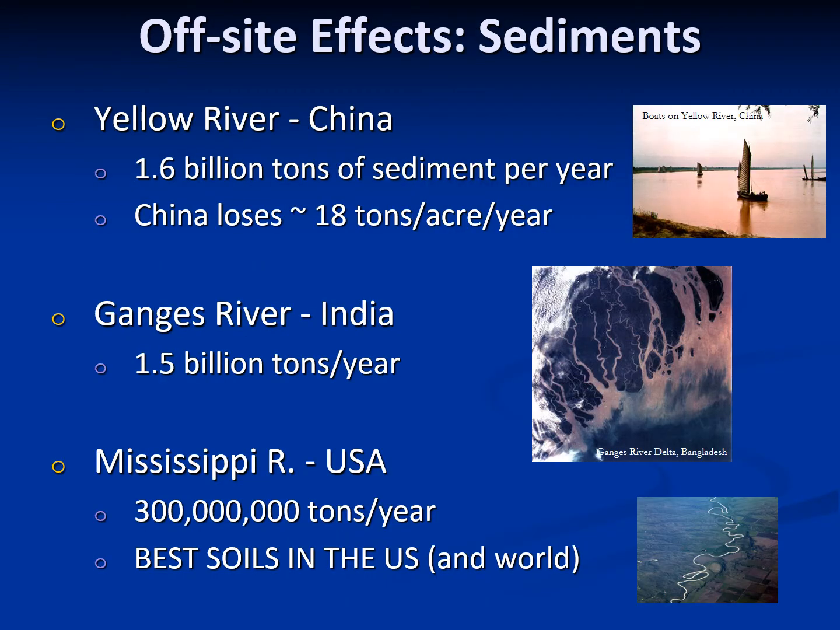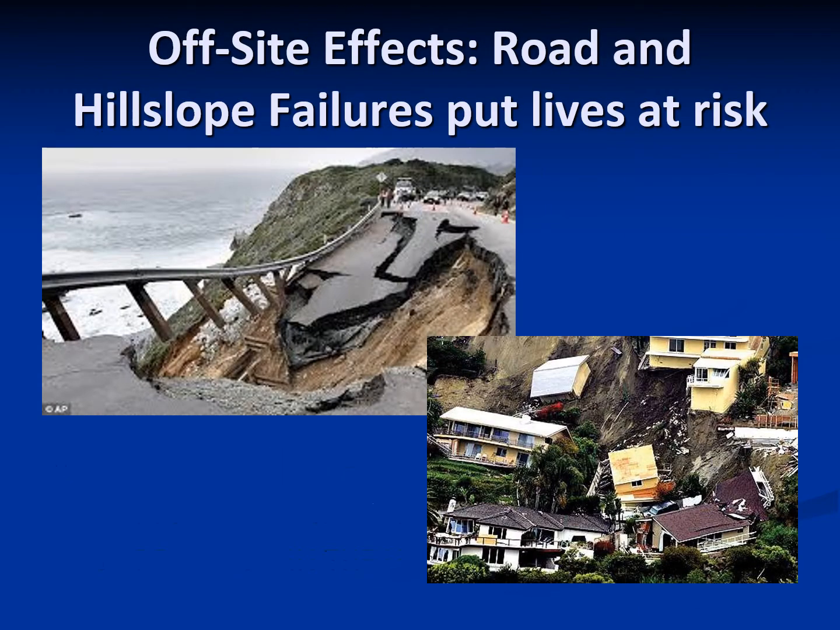Some more sediments. In the Yellow River in China, there's 1.6 billion tons of sediment per year lost. They lose about 18 tons per acre per year. The Ganges River in India, about 1.5 billion tons per year is lost. The Mississippi River in the United States, about 300 million tons per year is lost. The best soils in the United States and in the world are literally being flushed down the Mississippi River.